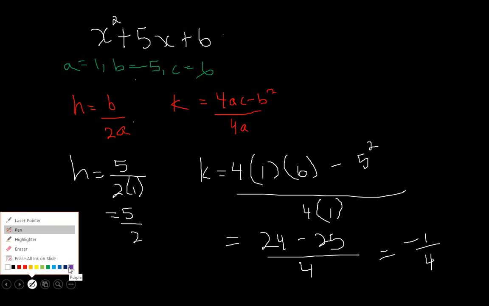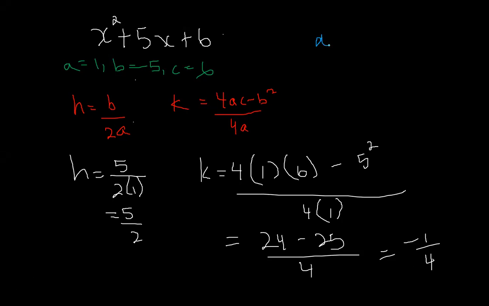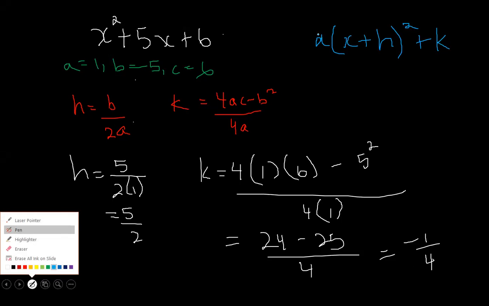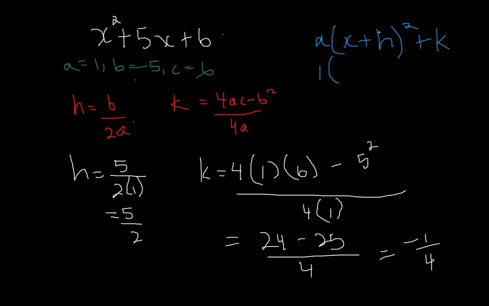On the last step, remember the completed square form is a, that's a in brackets, x plus h squared plus k. We already know that a is 1, so we don't need to put 1 there. Put back your x. h is 5 over 2, so that's what you write here, 5 over 2 squared. k is minus 4, minus a quarter, so that's what you put here. But like I said, you don't need to put the 1 there.